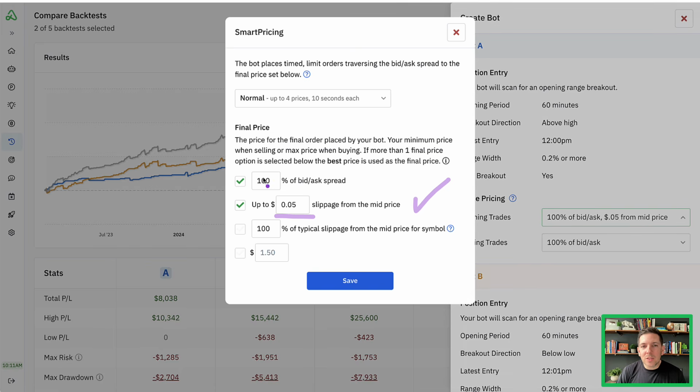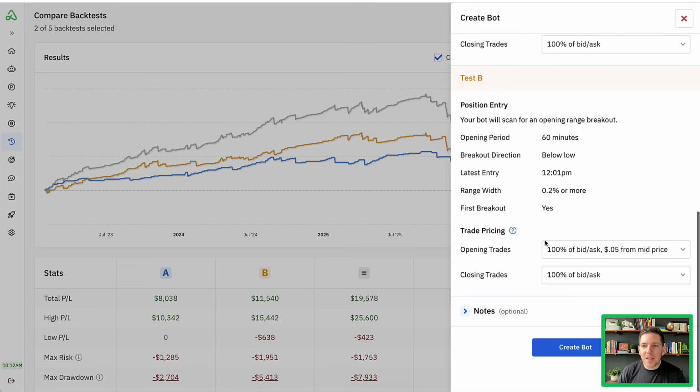So what I like to do is the combination here for sure, which is that I'm going to do 100% of the bid-ask spread. That way, in case the bid-ask spread is insanely narrow, I can do the 100% or up to 5 cents of slippage from the mid. So if the bid-ask spread is super wide, I'm only going 5 cents from the mid anyway. So I'm going to save that, and do the same thing here that's already in here: 100% from the bid-ask spread, 5 cents from the mid.